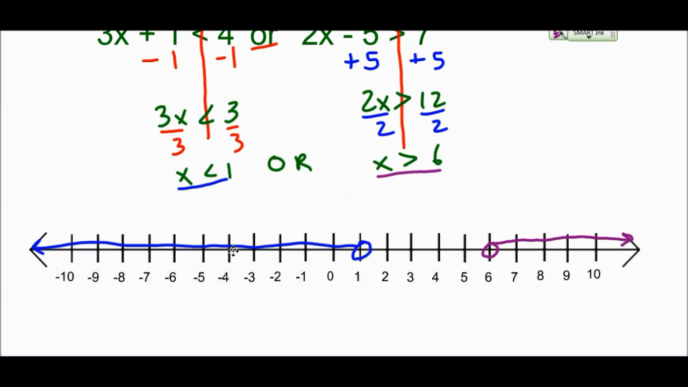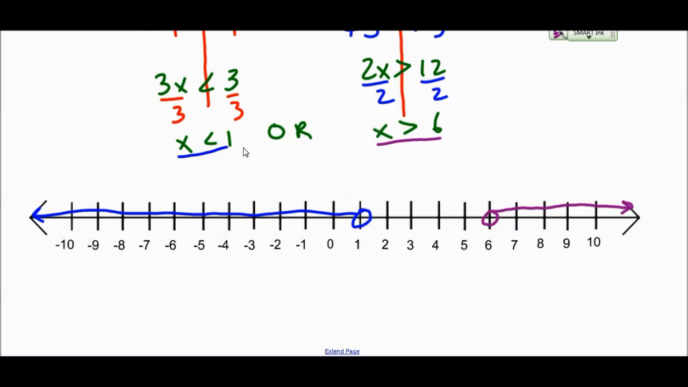And so this shows us all of the possible solutions. Any one of these numbers would work for either one of these inequalities. That's what it means to be a solution to an OR inequality. It has to work for one or the other. All these numbers in the middle are not solutions. If I were to take 3, 3 is definitely not bigger than 6, and 3 is definitely not smaller than 1. That is not a solution.